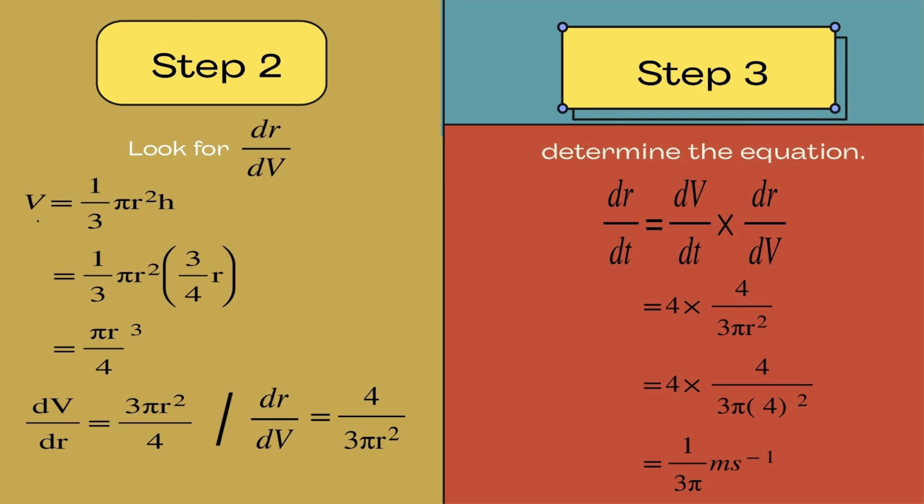In step 3, we determine the rate of change of the radius, dr over dt, using the chain rule, as you can see in the slide. After that, we substitute the given values so that we have the equation 4 equals 3 pi r squared over 4 multiplied by dr over dt. We simplify the equation for radius equal to 4 and evaluate the terms, and thus the rate of change of the radius is 1/3 pi meters per second. And that's how we derive the rate of change of the radius.